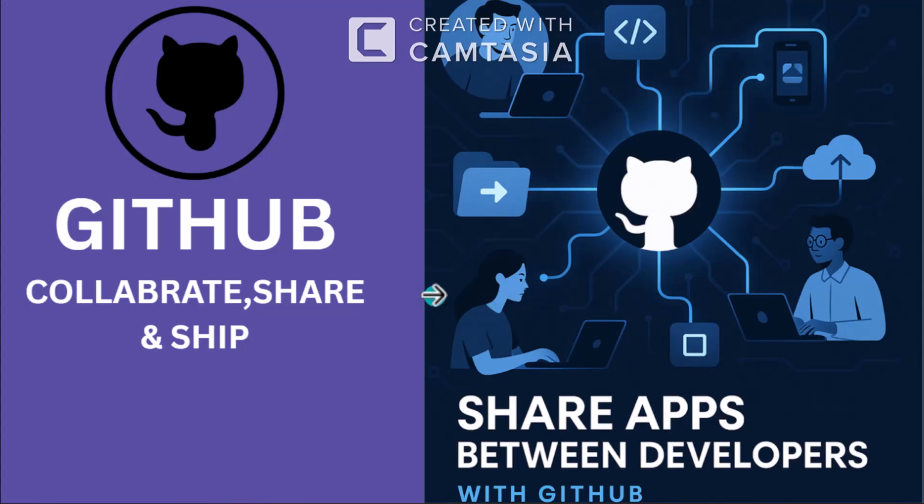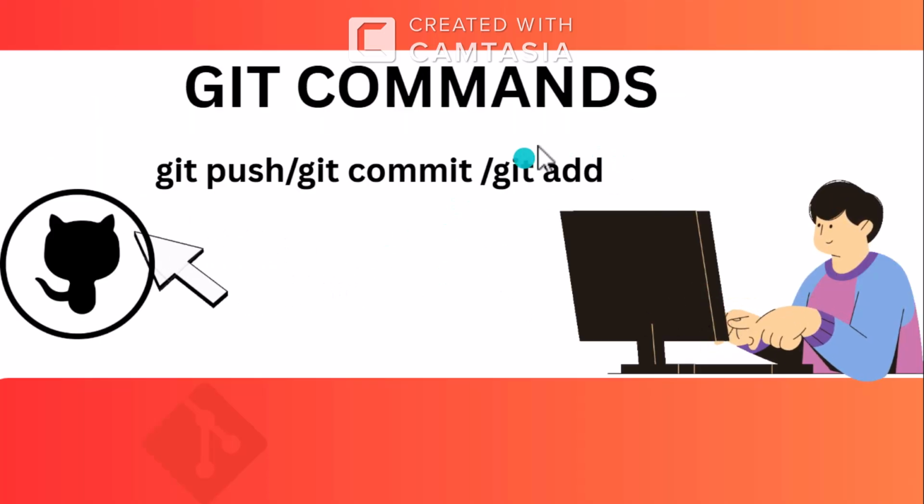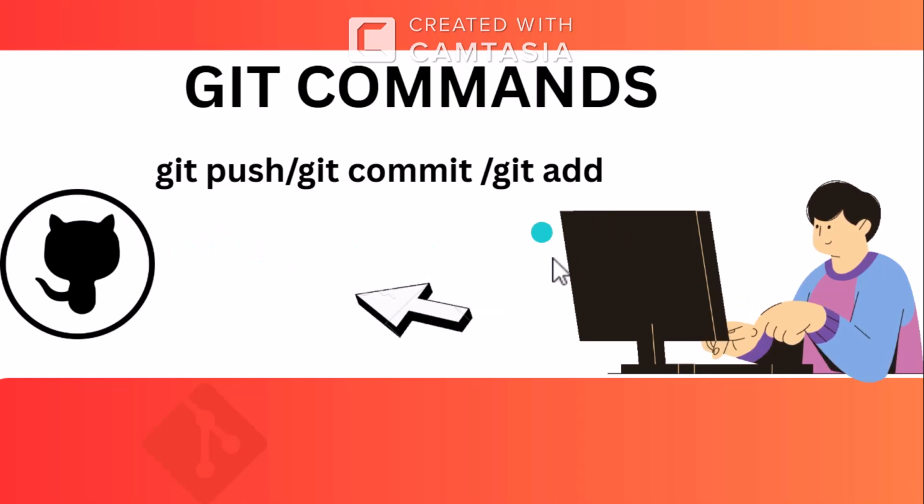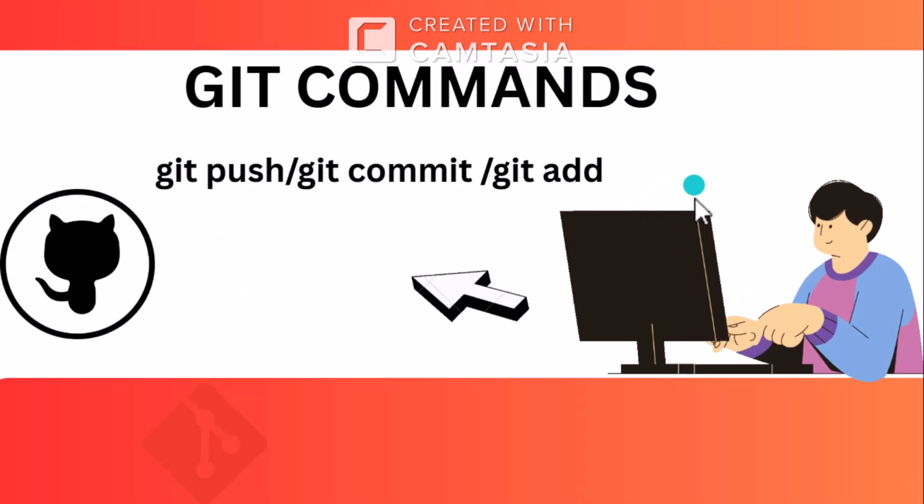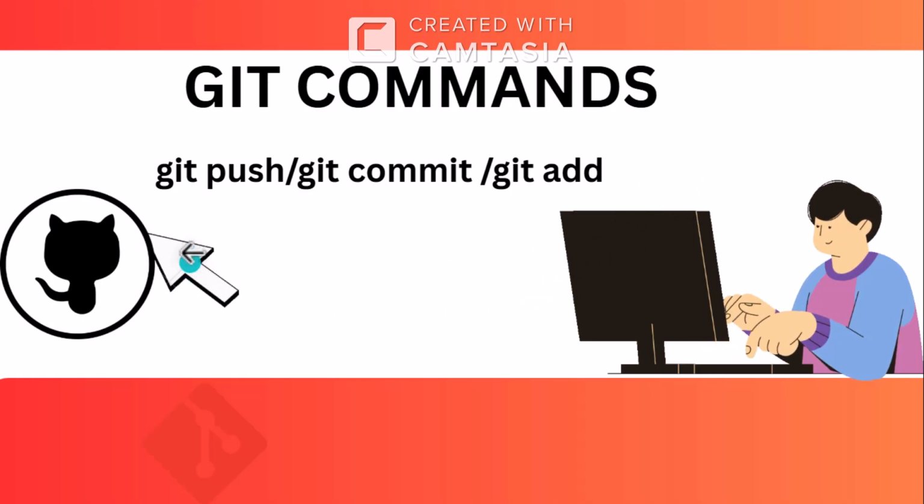So now we are going to be talking about GitHub. So in the basic explanation here, GitHub is a hosting engine used for stuff like hosting code from your computer onto the internet. It's really useful for when your computer has an issue or you're in a situation. Git commands are what GitHub uses to store your code. You use these Git commands through Git from VS Code, then they are pushed into GitHub.